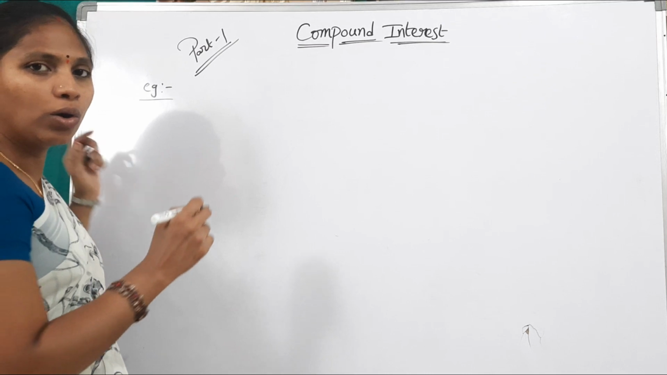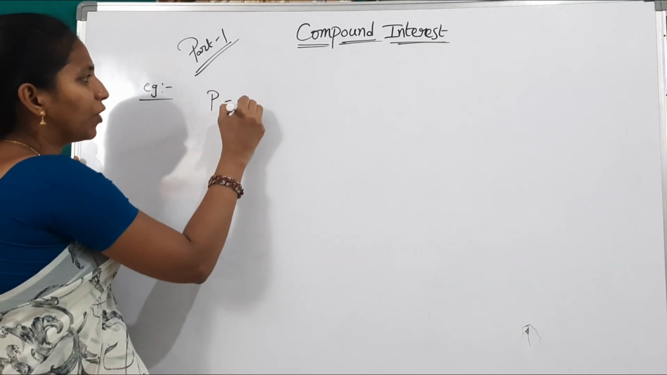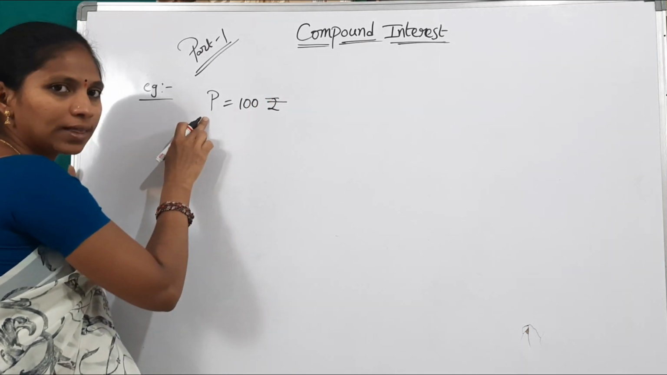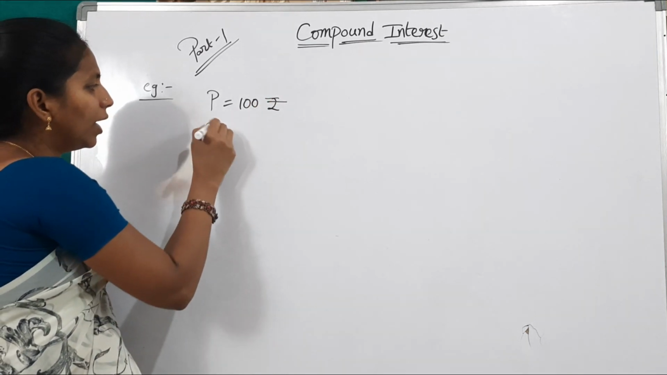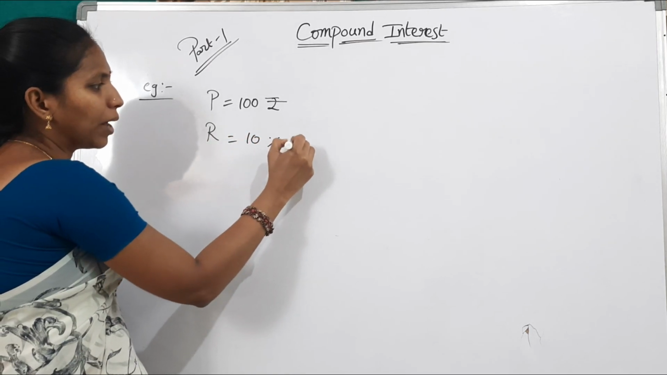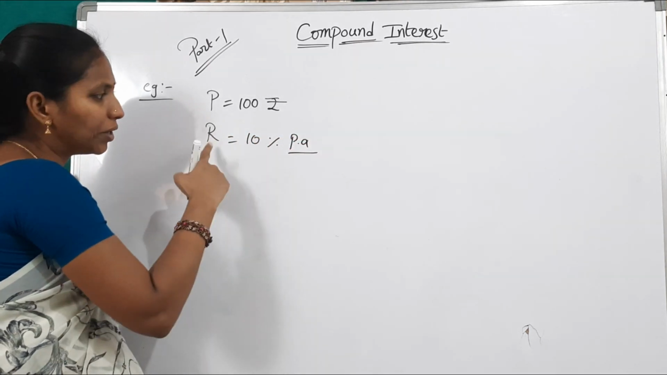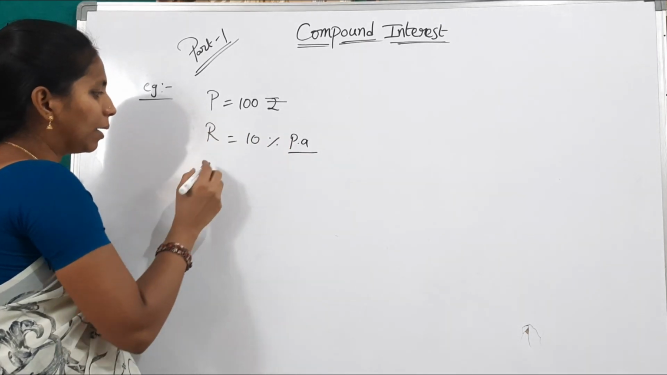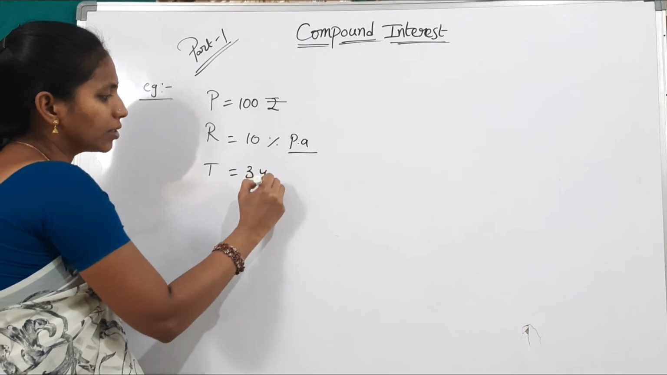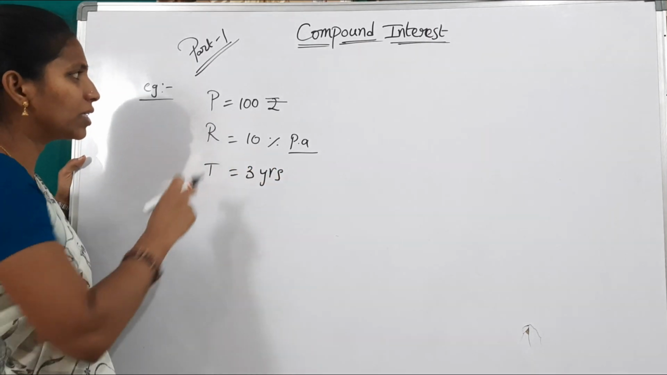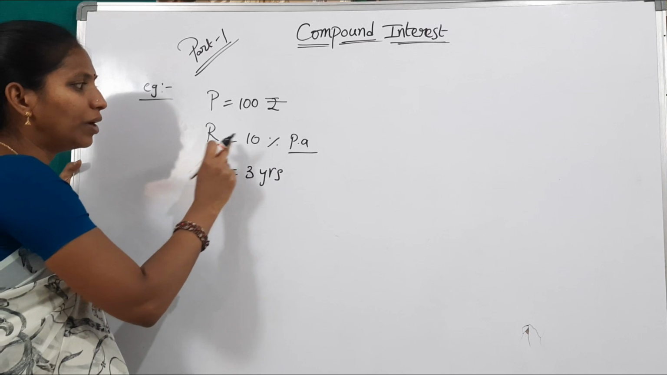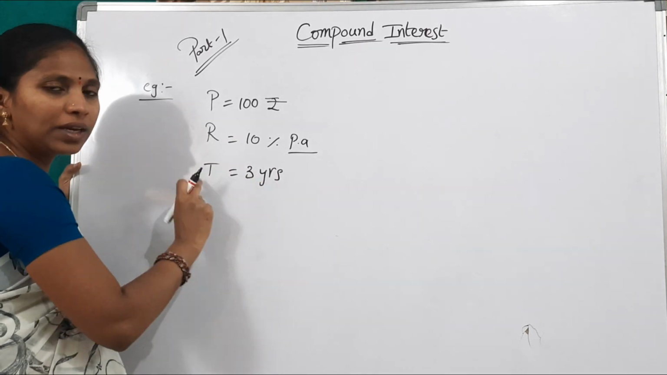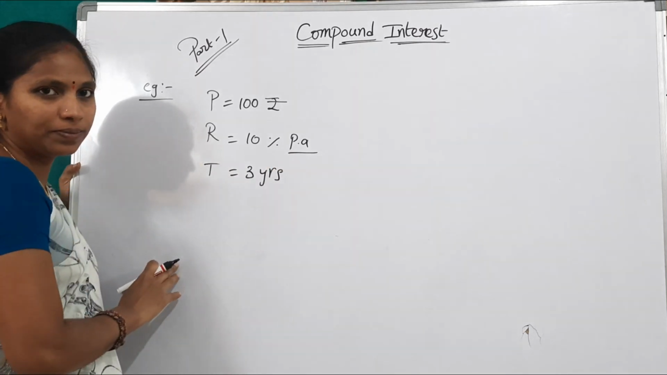Suppose I borrowed 100 rupees from my friend. How much? 100 rupees. This 100 rupees is nothing but the principal, at the rate of 10% per annum. This is very important. Rate of interest must be in percentages per annum, and the time period is 3 years. This is the example. What is the principal? 100 rupees. Rate of interest is 10% and time period is 3 years. Time period must be in years.